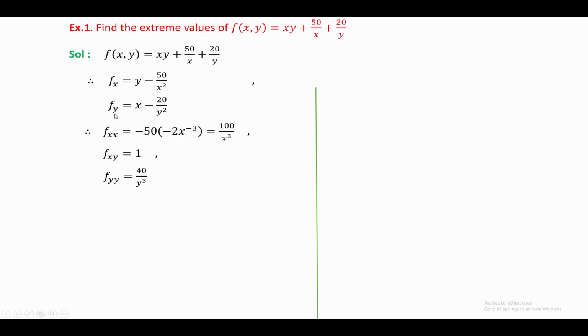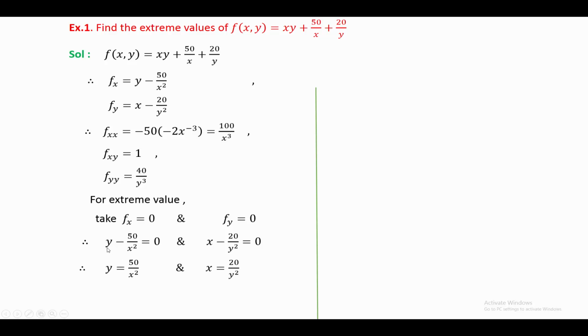Take f_x = 0 and f_y = 0 to find the critical point. For extreme value, take f_x = 0, f_y = 0. f_x is y - 50/x² = 0, and f_y is x - 20/y² = 0. So we get y = 50/x², and x = 20/y².